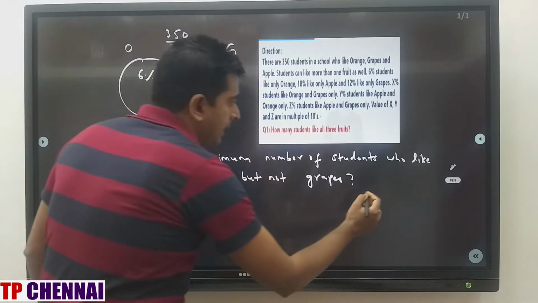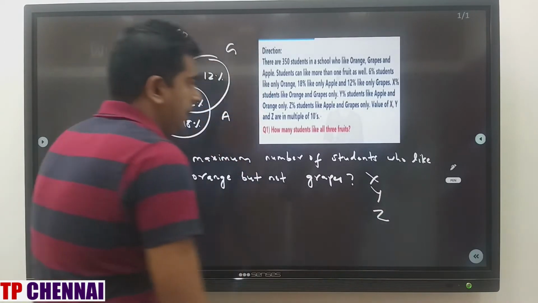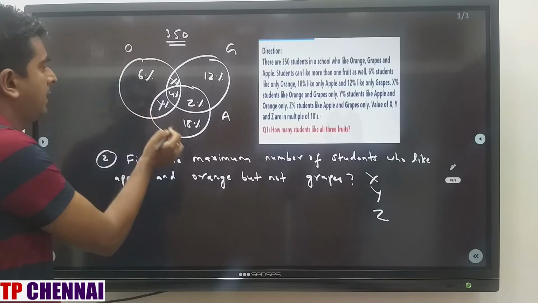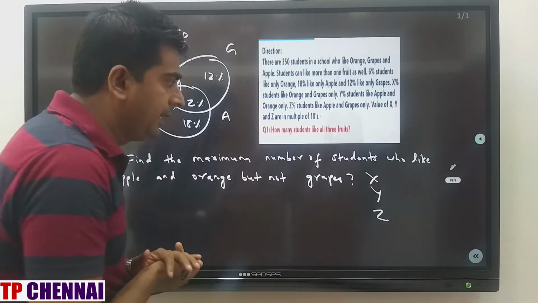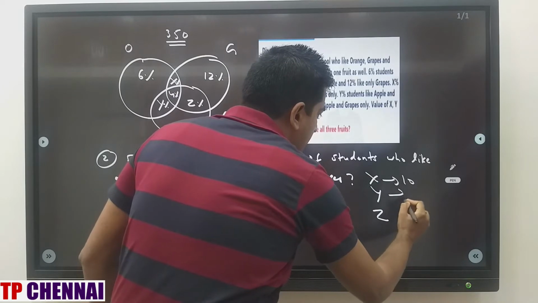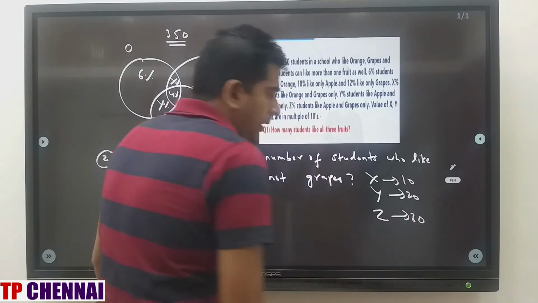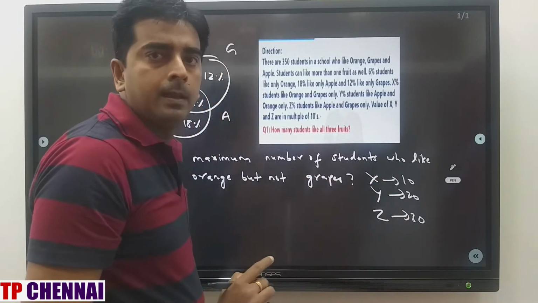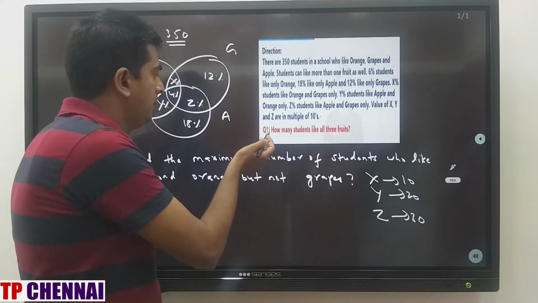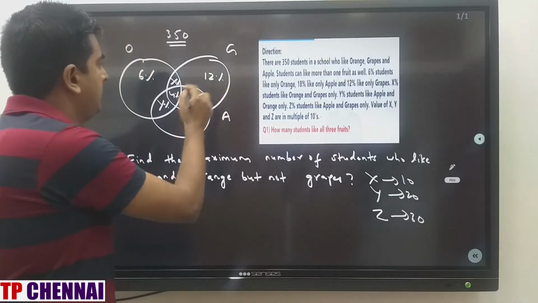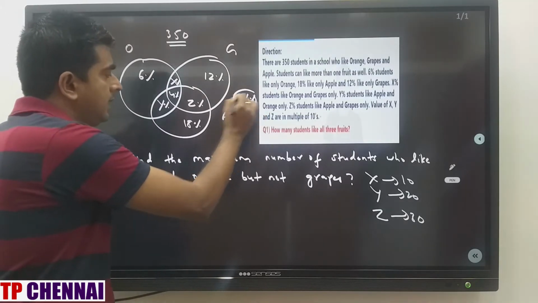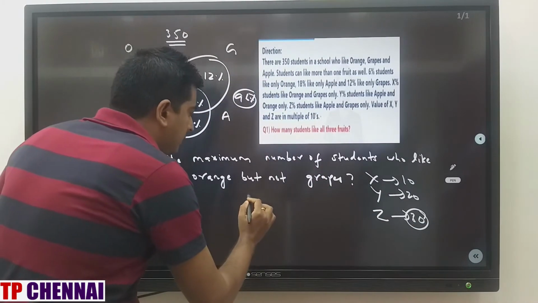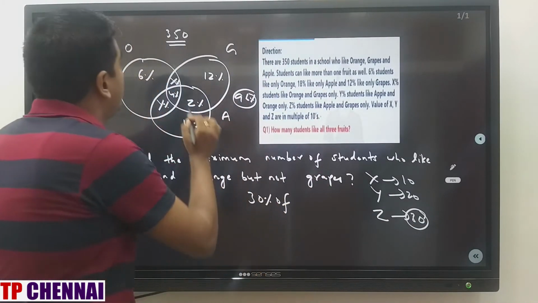We have taken values of X, Y and Z. Apple and orange but not grapes, that means this part. That means Y. What can be the maximum value of Y? We have assumed this is 10, this is 20 and this is 30. Now if you take multiples of 10 as 20, 30, 40, what is 20 plus 30 plus 40? 90. And the remaining is how much? We have seen that when you add, it is 96%. How is it possible? So the maximum value of Y we can say is 30 only. So what is 30% of the total number of students, which is 350?